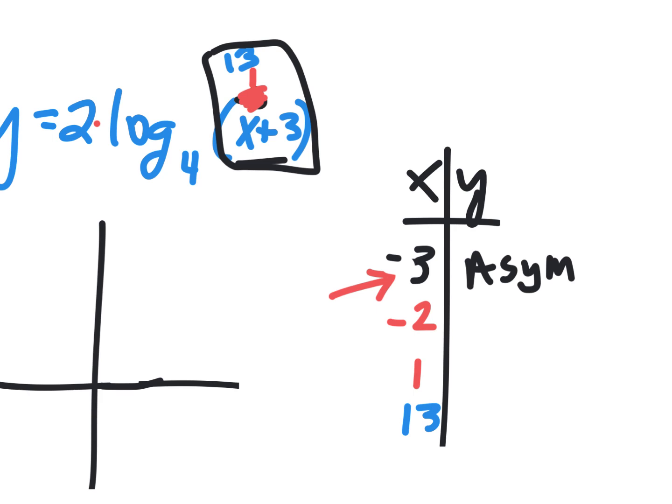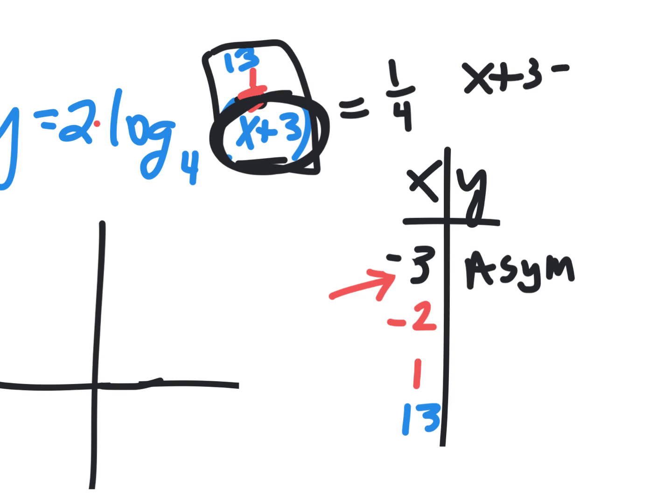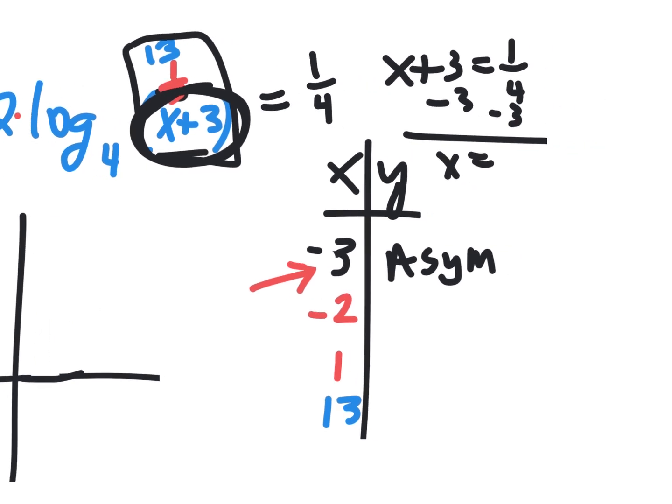And there's also one more cool one. It would be nice if this whole thing was 1/4. If that was 1/4, well, that's an equation. I'm going to write it. X plus 3 needs to be 1/4. Subtract 3, subtract 3. Oh, x equals -2 and 3/4.